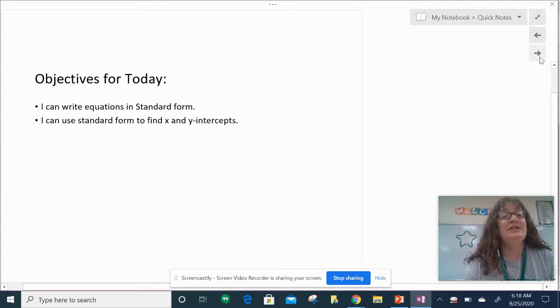Our objectives for today are to be able to write equations in a third form called standard form, and then, when we have equations in standard form, to be able to use that to find x and y intercepts.